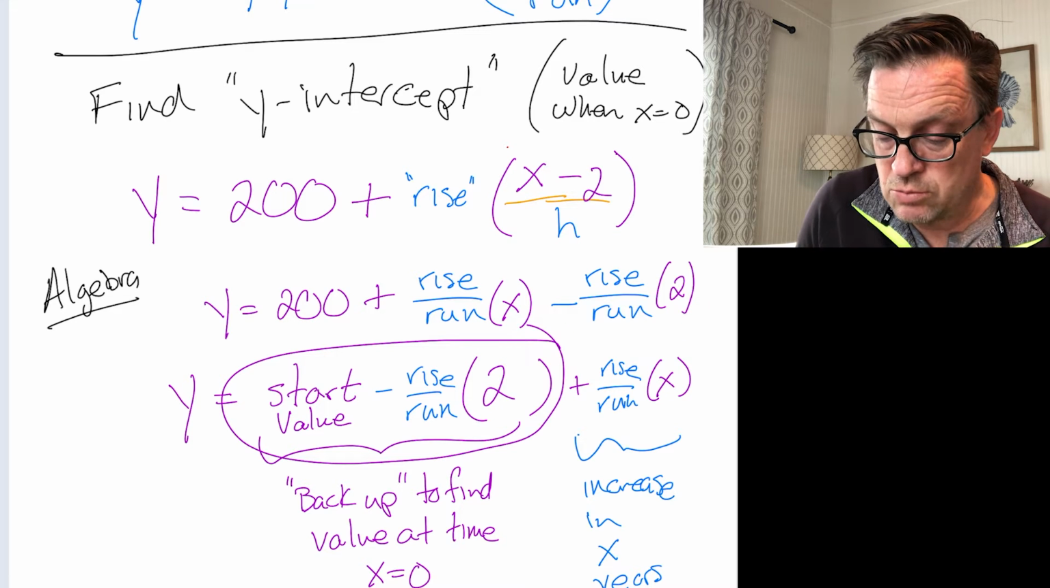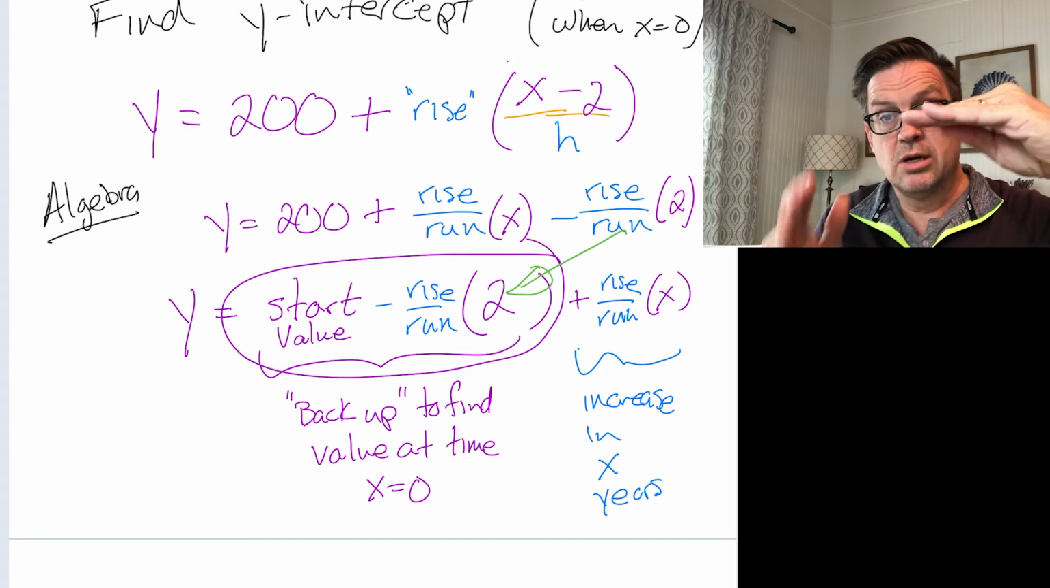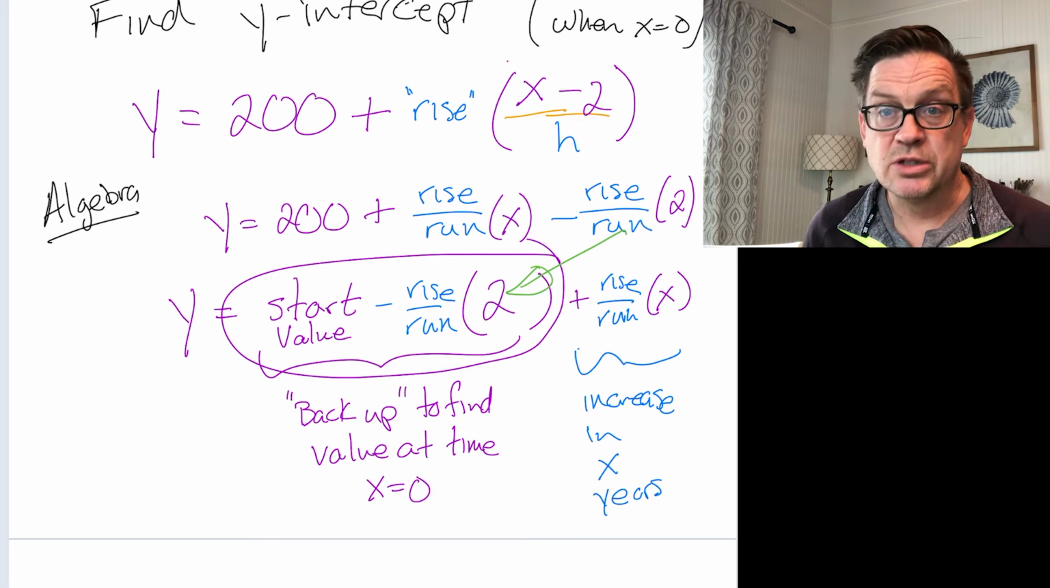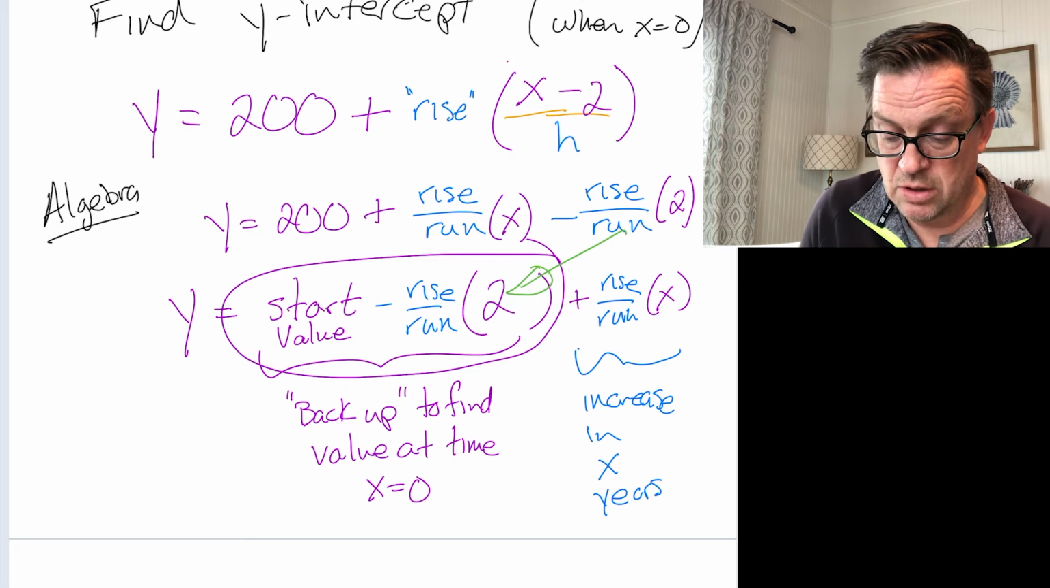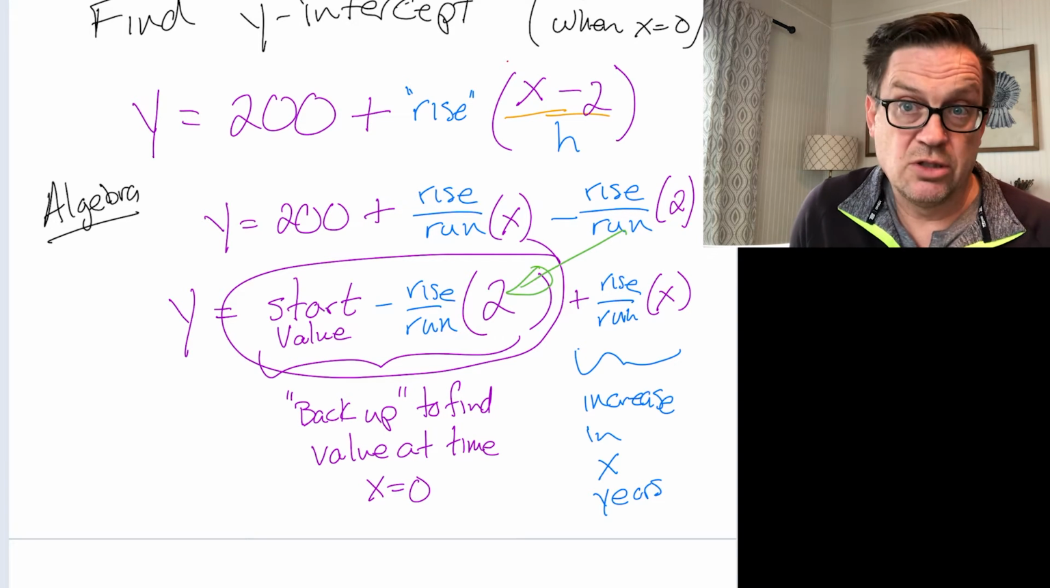If you rearrange the terms, that's really saying you start at 200, but then you back up 2 years to get to time 0. And so you multiply by the slope twice and you subtract that away.